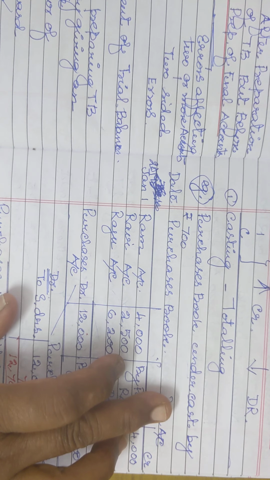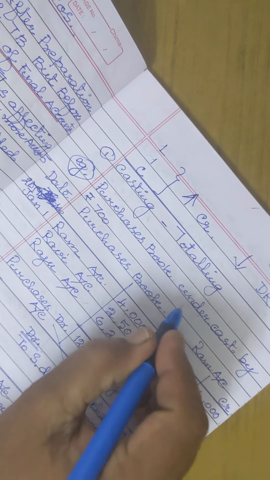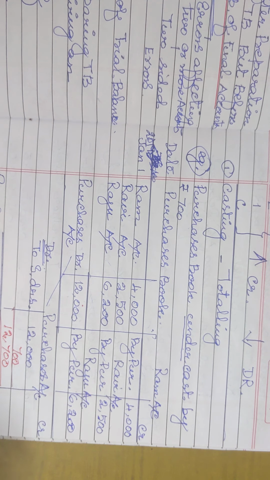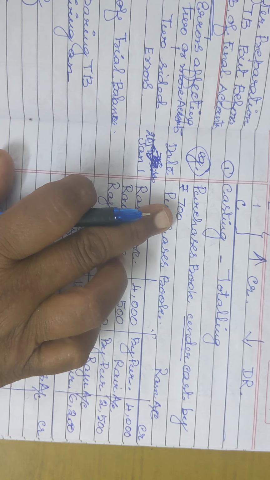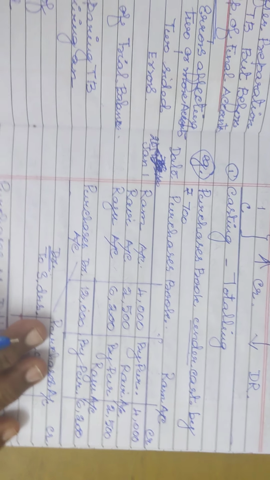Purchases book under cost by rupees 700. Whenever you see the words under costing or over costing, under means it is less or short. The words are used interchangeably. Under costing or short debit or credit, less debit or credit, whatever it is, under, short, less mean the same thing. Purchases book under cost by rupees 700. Purchases book is a subsidiary book. In the subsidiary books, I have shown it.